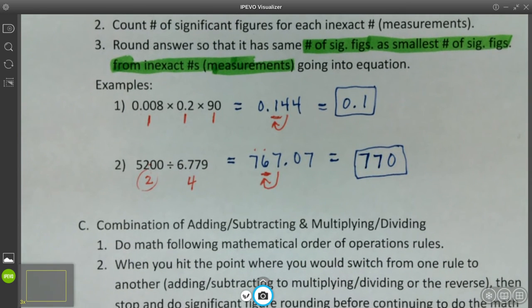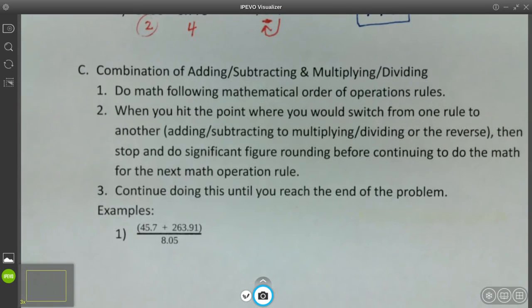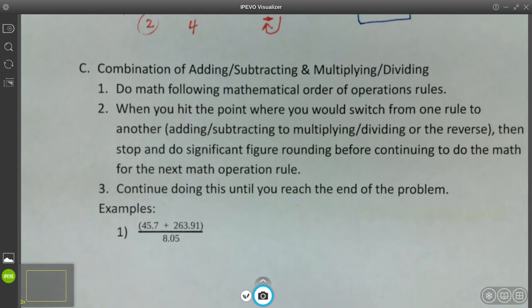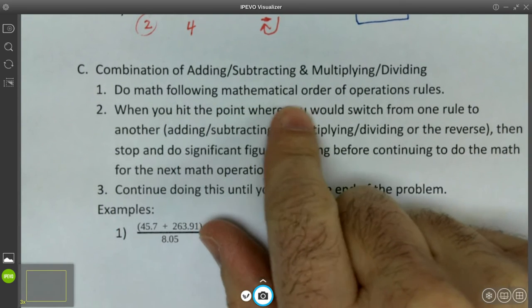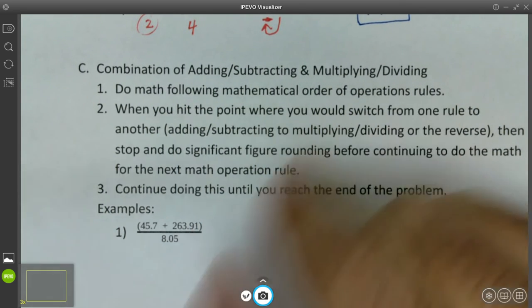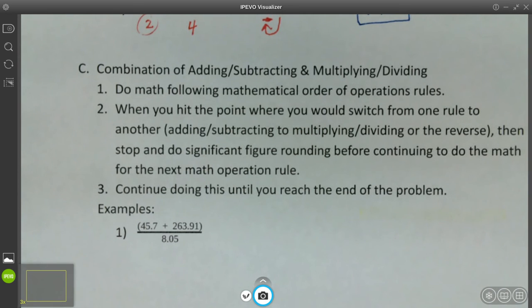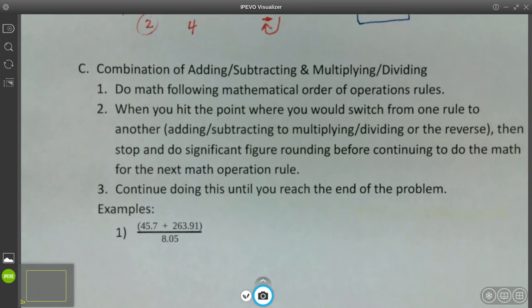Now, what if we come across some problems where we have to do both adding and subtracting and multiplying and dividing together? Because they have 2 different rules, we have to do a little bit of rounding in the middle. Do the math following the mathematical order of operations rules that you already know. So parentheses first, multiplying and dividing, then adding and subtracting, in that order.